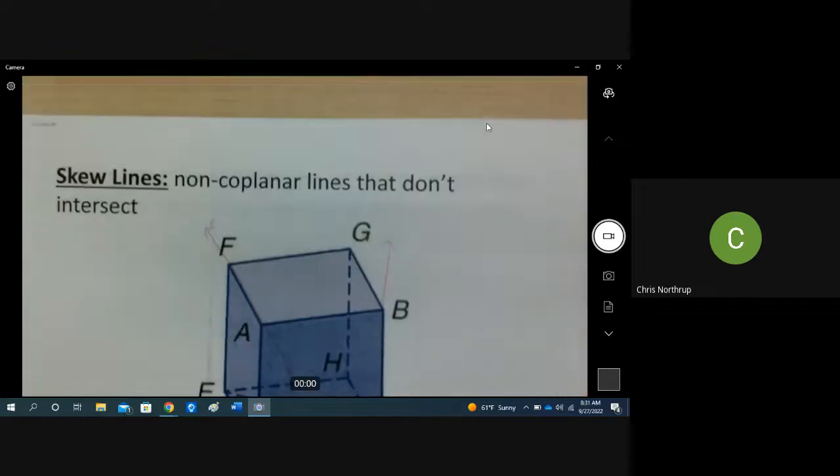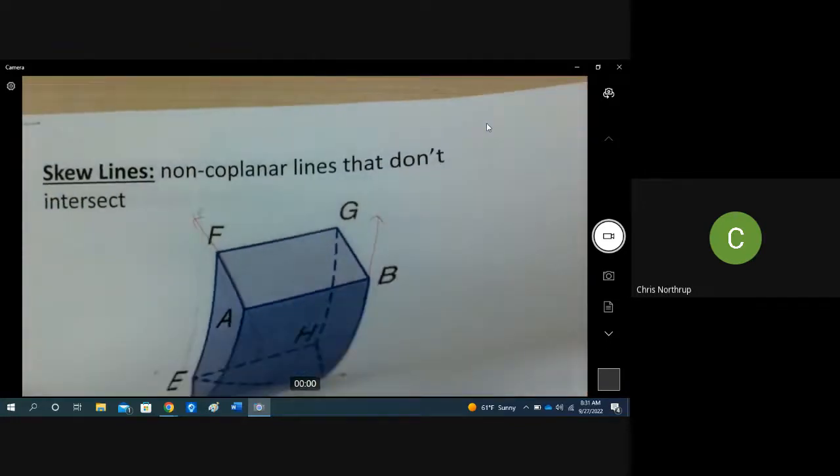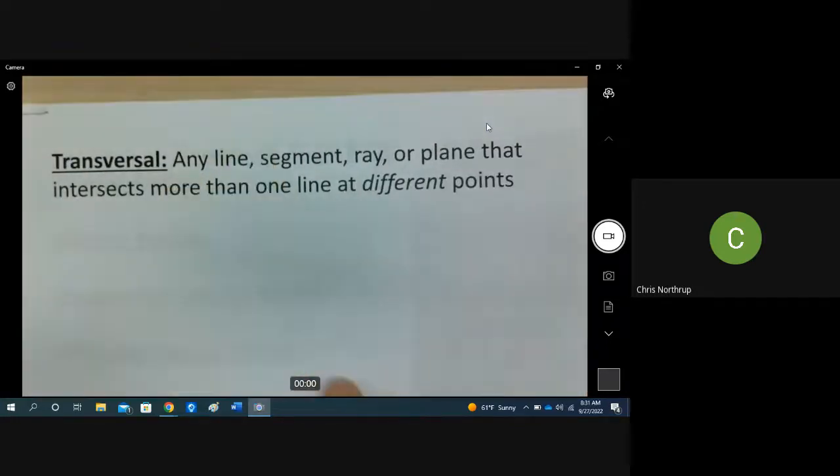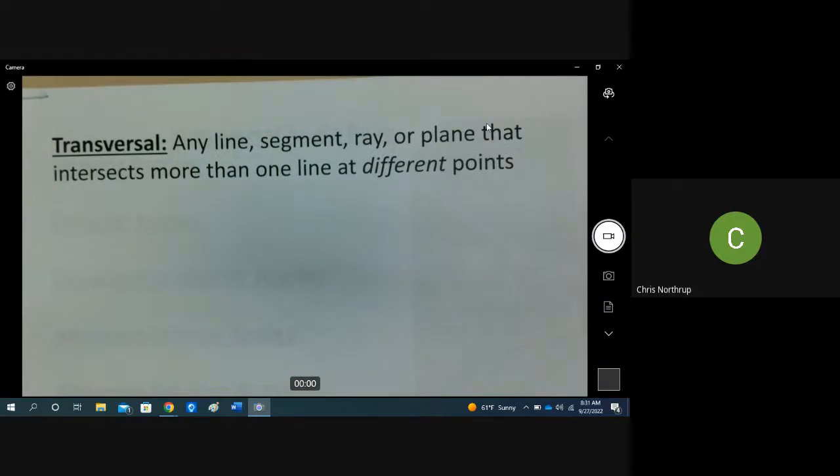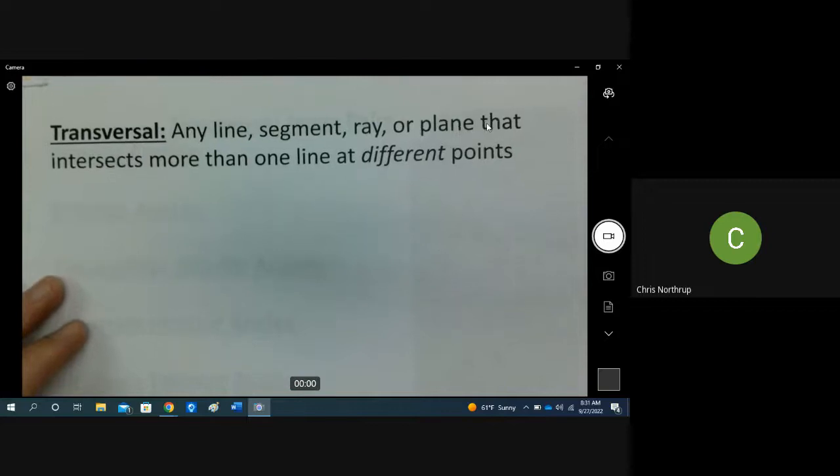Now we're going to take a look at what happens when we cut two different lines. This gives us something called a transversal. So the way you cut that could be multiple ways. It could be with a line, segment, ray, or even a plane. Basically, any straight object, but we're pretty much only going to see lines cutting other lines.